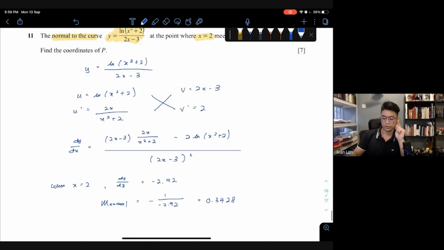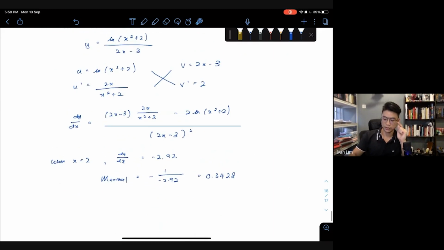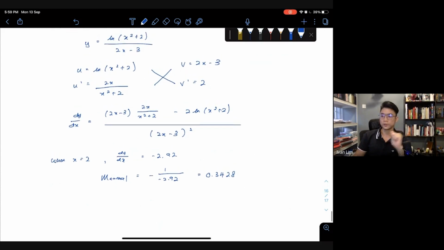Also, right, this part here, your dy dx, they never ask you to simplify it. Don't go and simplify it. Just leave it like this, then sub your x value into it. That's all you need to do. Because when you try to simplify it, the chances of making a mistake will be higher. So things that you don't need to do, don't go and do it.